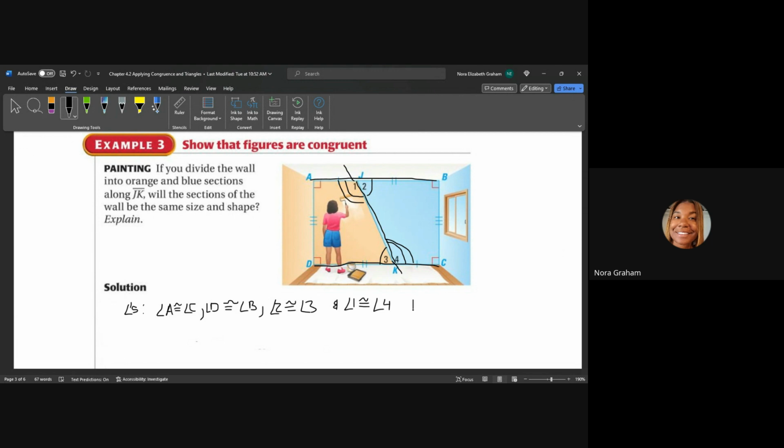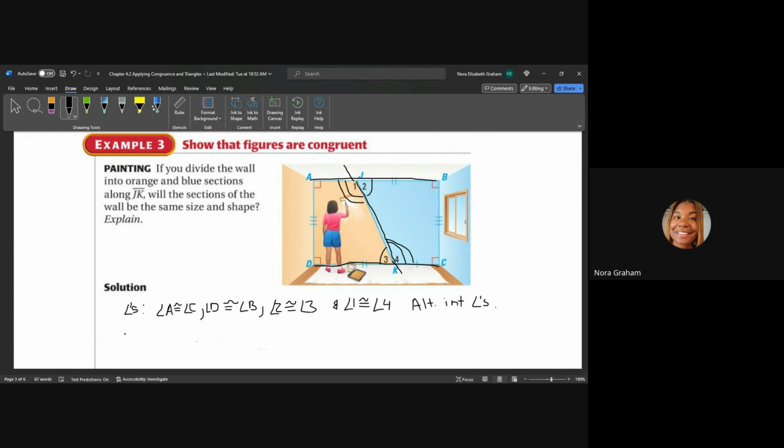And this is by the alternate interior angles theorem, and that's coming back from chapter 3. I'm just going to put the abbreviation for it, alternate interior angles. All right, so we have these being congruent because they're 90-degree angles, and then we have angle 3 and angle 2 being congruent, and angle 1 and 4 being congruent because of alternate interior angles. That covers all of our angles.